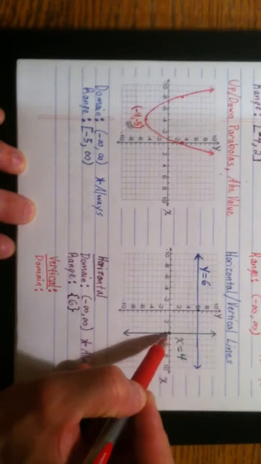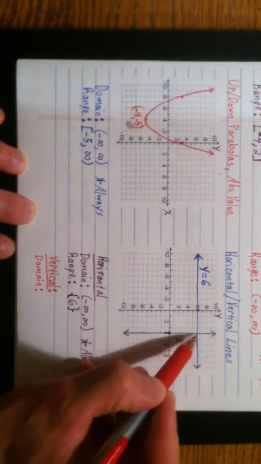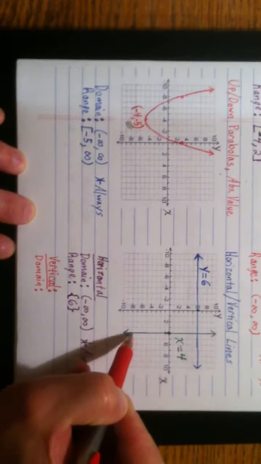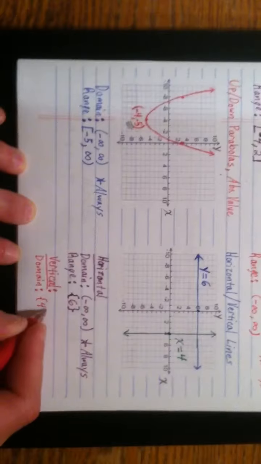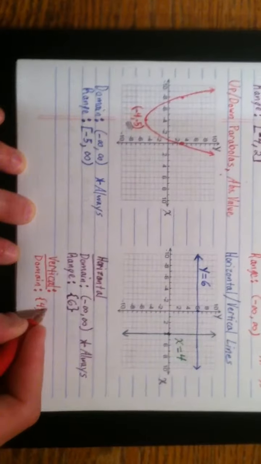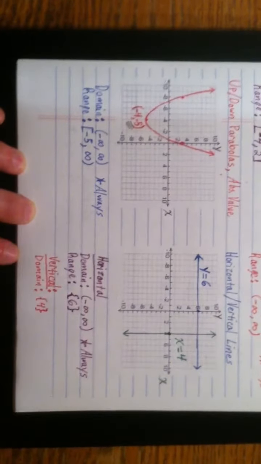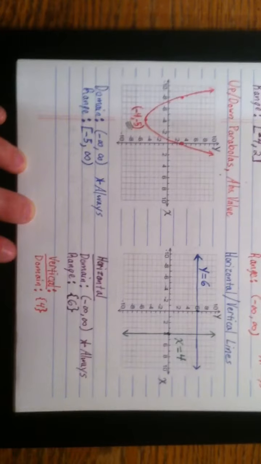This is the point (4, 0). This would be the point (4, 6). The point (4, -8) would be down here. The only possible x value you're going to ever touch on that line is the x value 4. So our domain is just the set of the number 4.